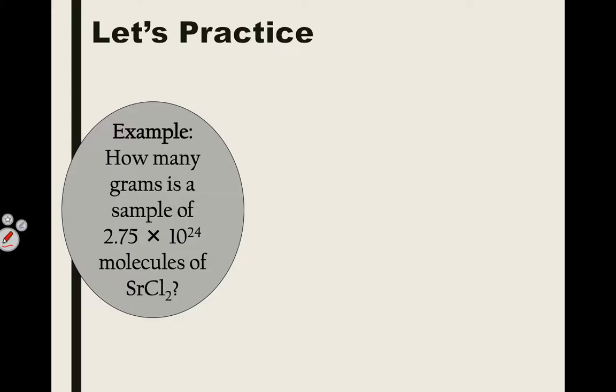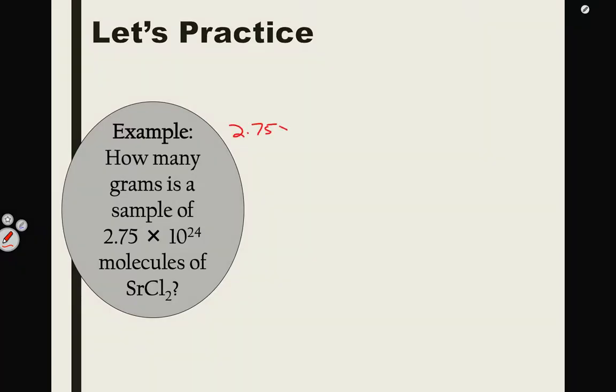So what do I do first? I write down what I'm given. So it's 2.75 times 10 to the 24th, and this is molecules. I draw my X, I draw my line. I look at my unit of molecules. So that's what's going to go down below. Moles is going to go on top. How many molecules? Well, it's 6.02 times 10 to the 23rd.